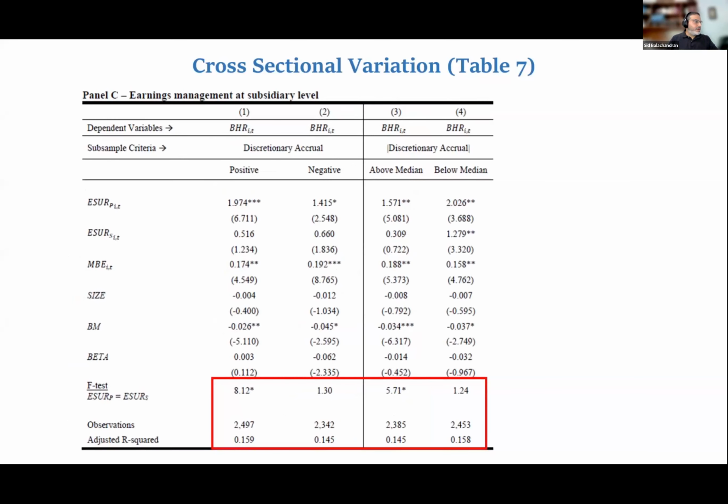And then, similarly, we do that with accruals and discretionary accruals, and see that. So I think I'm pretty close to out of time.